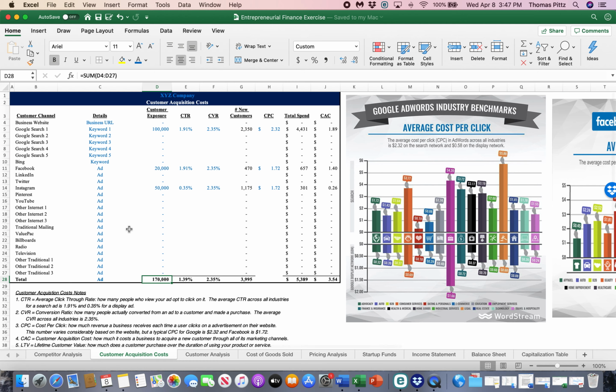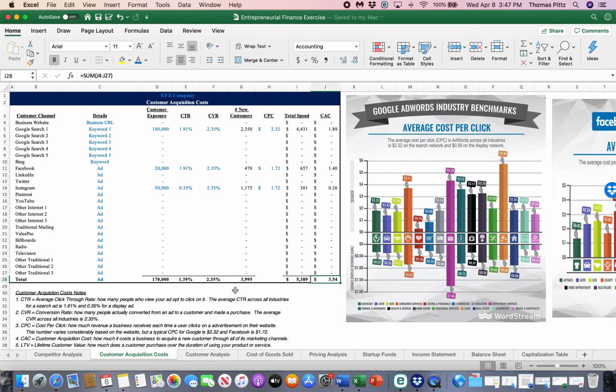the customer acquisition cost tab of this entrepreneurial finance model. And we found through our example that our advertising through Google, through Facebook, and through Instagram exposed us to 170,000 potential new customers at a conversion rate that we established with industry norms, which you will refine when you do your example. We attracted almost 4,000 new customers, and it cost us per customer $3.54 to acquire them based on the amount of money we spent.